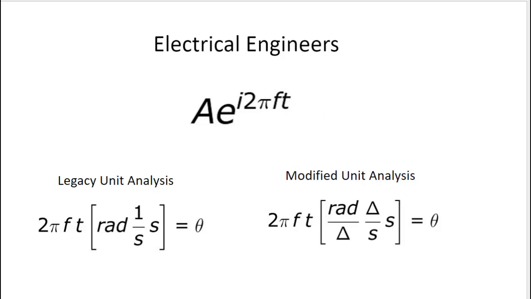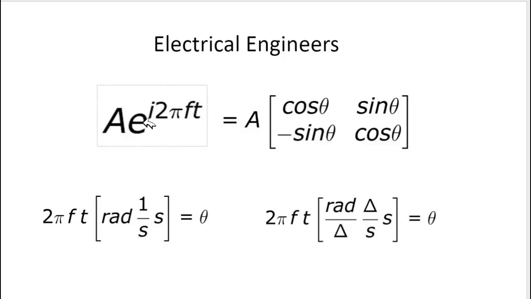to an angle. And so a e to the i 2 pi ft is really a e to the i theta, which, as we saw before, is a times this two-dimensional matrix. So the cosine is on the forward diagonal, and the sine is on the minus diagonal. When i is positive, the sine is positive in the upper right quadrant and negative in the lower left quadrant. And when i is negative, sine is negative in the upper right quadrant and positive in the lower left quadrant.